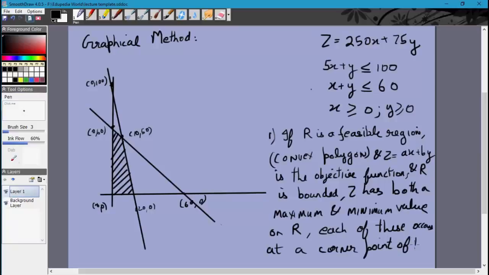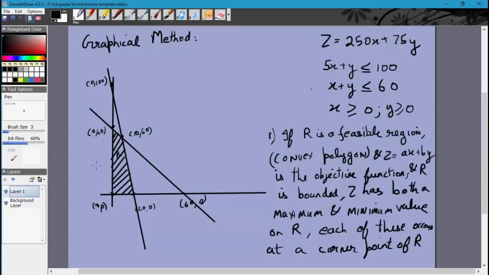So once again, we'll not see the proof of this theorem, but what this theorem tells us is this region R is the total feasible region. Right? It is a convex polygon and it is bounded. So this function Z actually has both a maximum and minimum value on R. So a particular combination of x and y will give you the minimum possible profit, and another particular value will give you the maximum possible profit. But the interesting thing is each of these occurs at a corner point, which means the maximum value of Z will either occur at this point or this point or this point or this point. It has to occur at a corner point. Similarly, the minimum value of Z will occur at either this point, this point, this point, or this point.